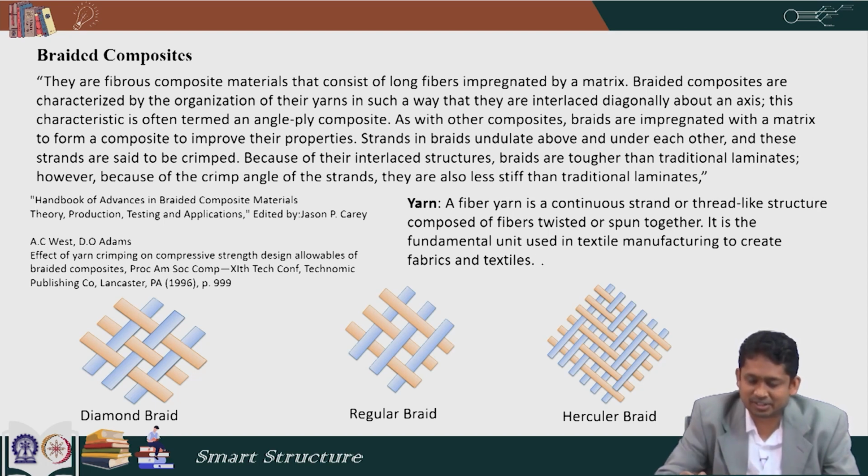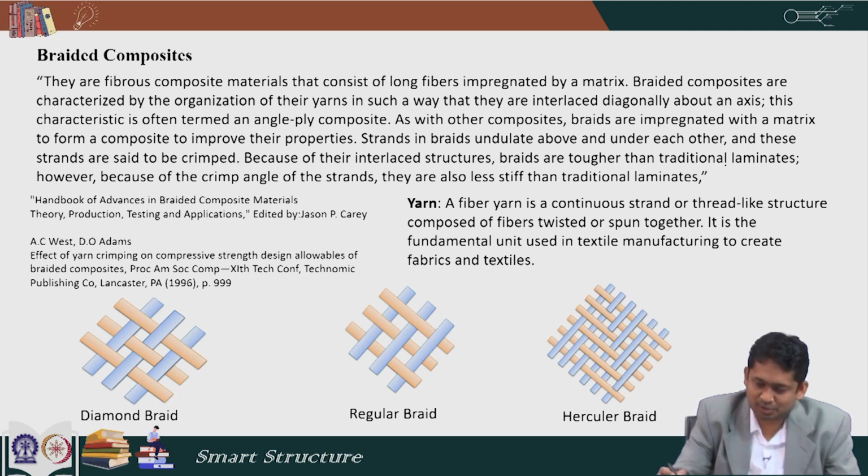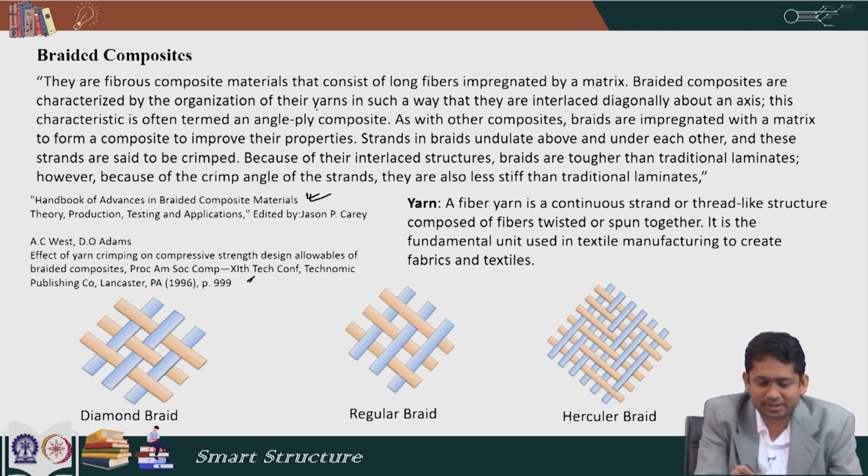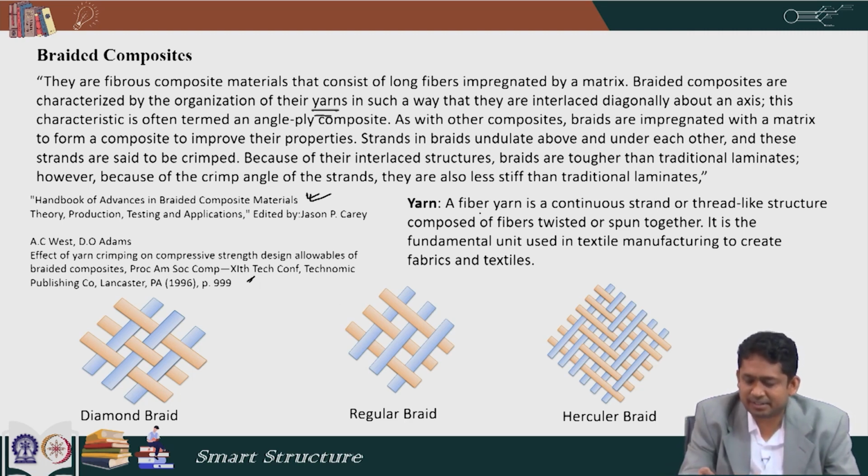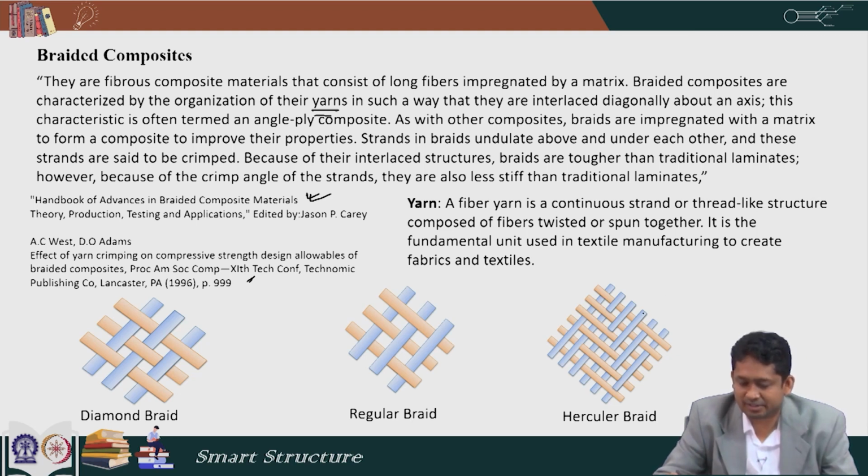Because of their interlaced structure, braids are tougher than traditional laminates. However, because of the crimp angle of the strands, they are also less stiff than traditional laminates. So, a more detailed description of braided composites can be found in this handbook and in various papers also. Now, here we talked about one term which is yarn. A fiber yarn is a discontinuous strand or thread like structure composed of fibers twisted or spun together. It is a fundamental unit used in textile manufacturing to create fabrics and textiles.